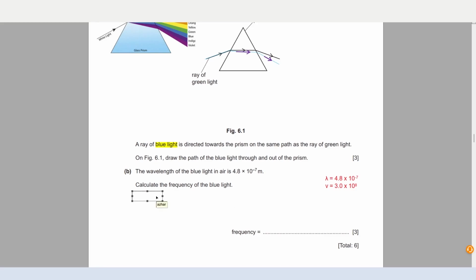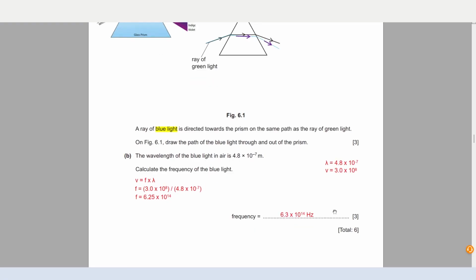What is the formula for frequency? V equals F lambda. We can rearrange our formula and find F, which is going to be V by lambda. Our V is 3.0 into 10 raised to power 8, divided by the lambda, which is given in the question, 4.8 into 10 raised to power minus 7 meters. So we get our frequency as 6.25 into 10 raised to power 14. We can round that off and write it as 6.3 into 10 raised to power 14 hertz. Don't miss the units.